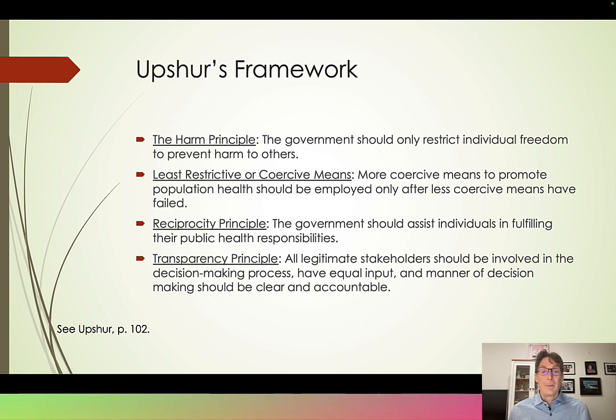And finally, the transparency principle, which says that all legitimate stakeholders should be involved in the decision-making process, have equal input, and that the decision-making should be clear and accountable. Now, I'm going to talk about each of these 4 principles in turn, and then discuss how the Upshur framework compares to the Childress and colleagues framework.